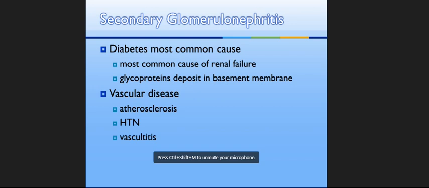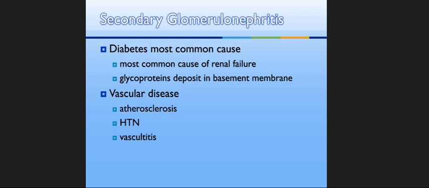Secondary glomerulonephritis is when there is a cause, it is related to a cause. But the primary is of unknown cause. It is idiopathic. Secondary, the most common cause of glomerulonephritis as a secondary cause is diabetes. Diabetes is the most common cause. Remember, diabetes is the commonest leading cause of end-stage chronic kidney disease.